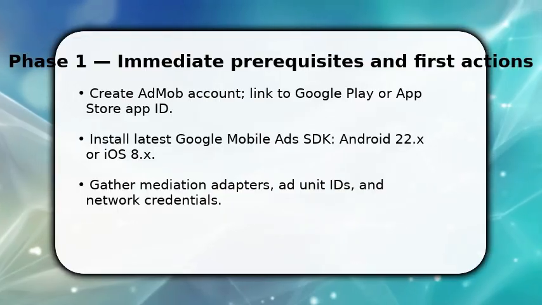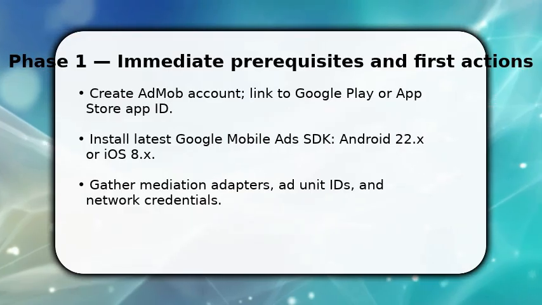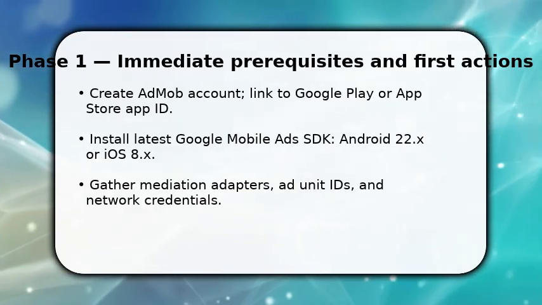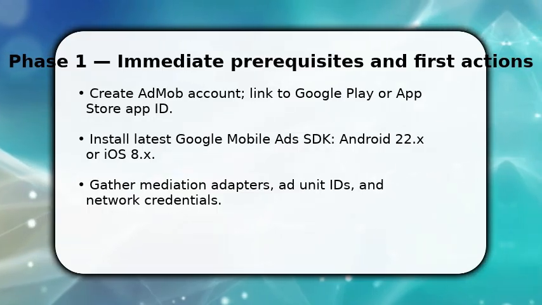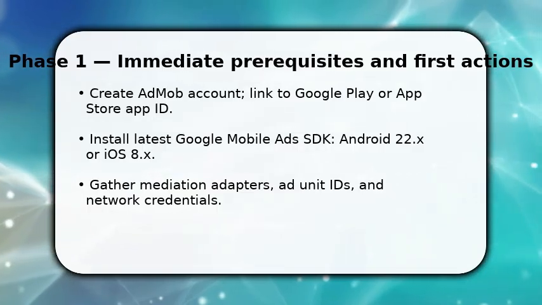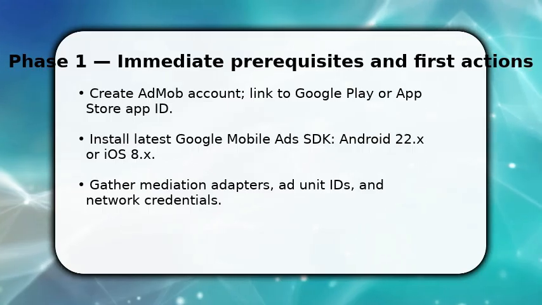You start by confirming prerequisites: an active AdMob account, your app registered, and the Google Mobile Ads SDK installed. Once done, add the ad unit and copy its ID. This is the anchor for mediation.